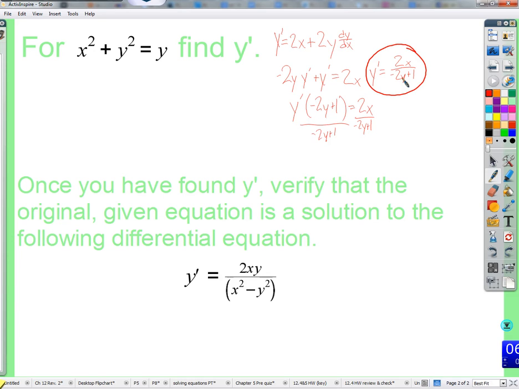Okay? So get on it. Let's start by plugging y prime into this equation, so all you're left with is x's and y's. Try to get both sides of the equation to be equal.